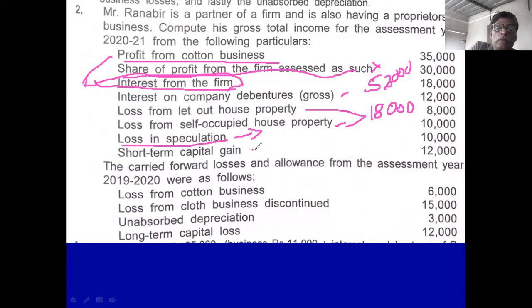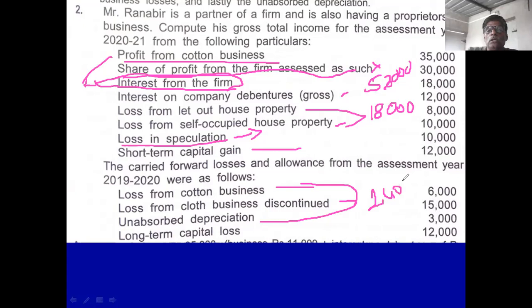Okay, short-term capital gain is 12,000. This is the income from capital gain. Then loss from cotton business is 6,000. Loss from discontinued cloth business is 15,000. Unabsorbed depreciation is 3,000. If you take these three, 6,000, 15,000 and 3,000, the total is 24,000. 24,000 is the carry forward loss.